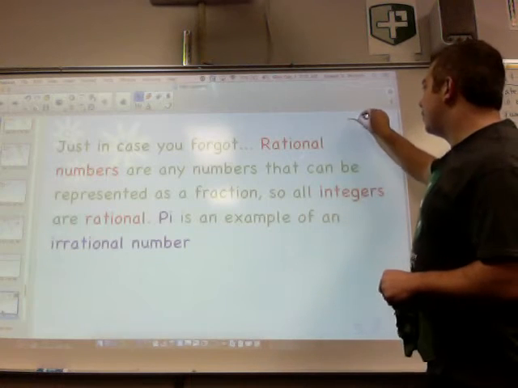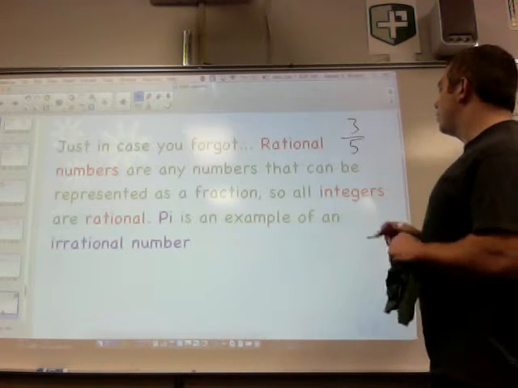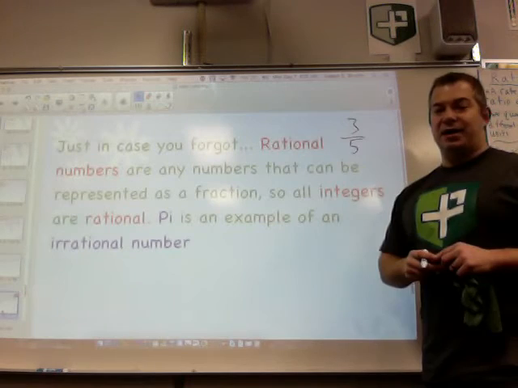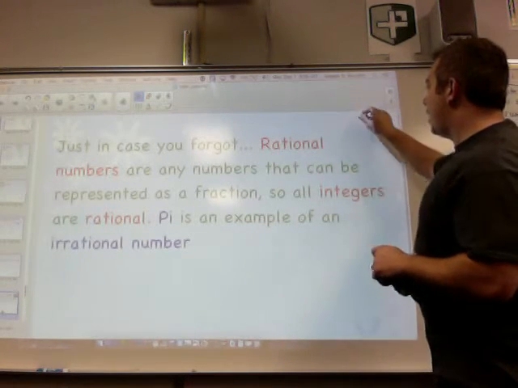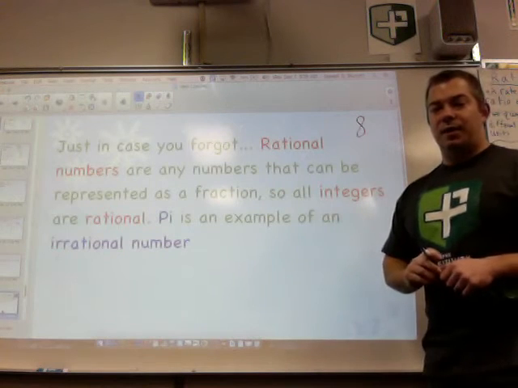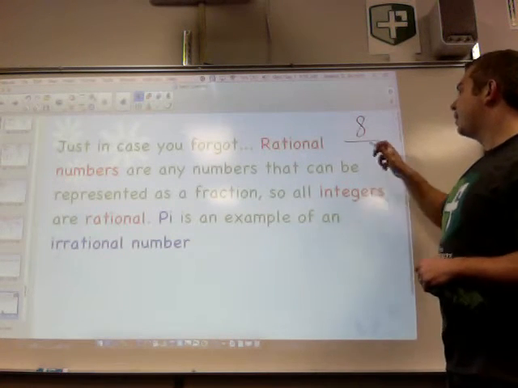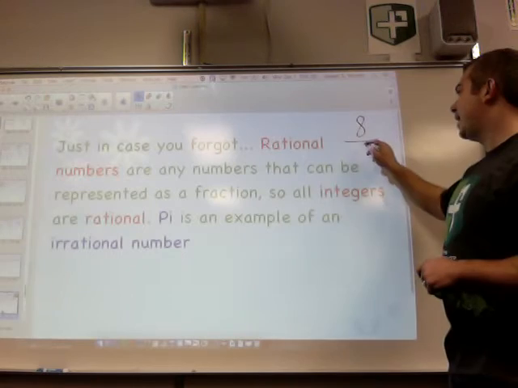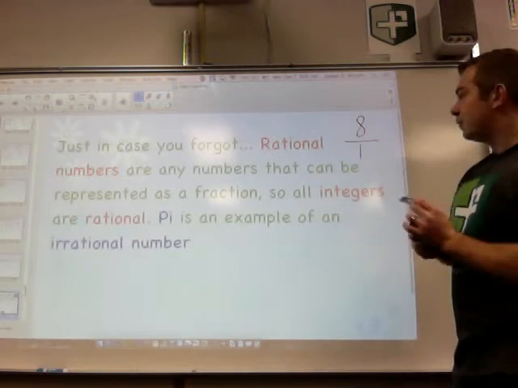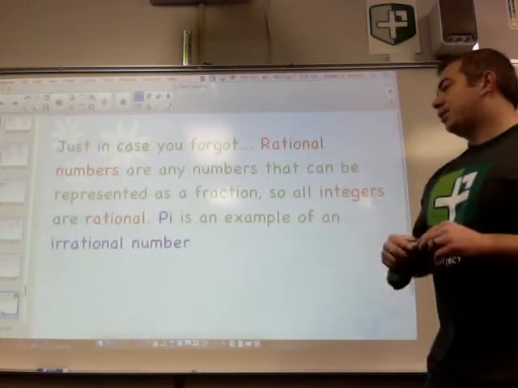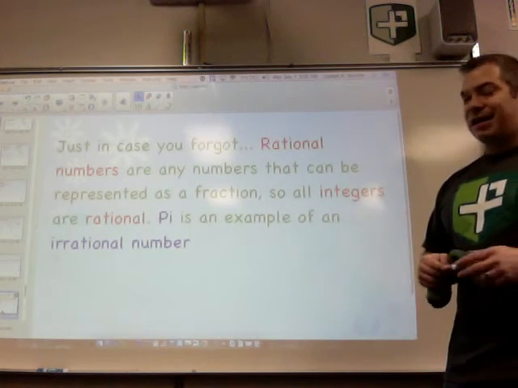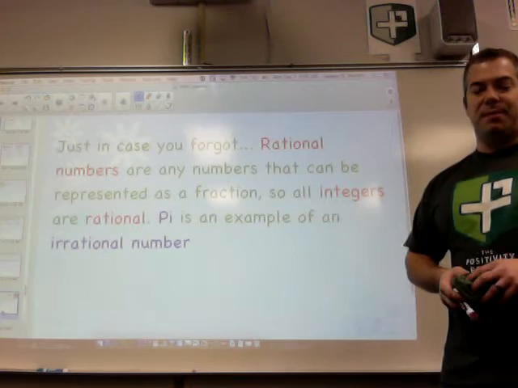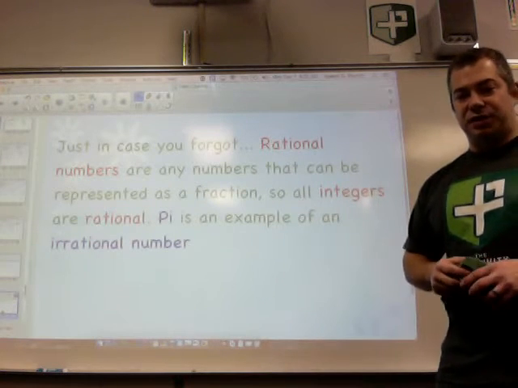For instance, this 3 over 5 is a rational number, but so is the number 8. That's a rational number as well, and an integer, because 8 can be represented as 8 over 1 as its fraction. So what are irrational numbers? Well, pi is an example of an irrational number because pi is never ending. The fraction never stops. It can't be represented as a fraction.